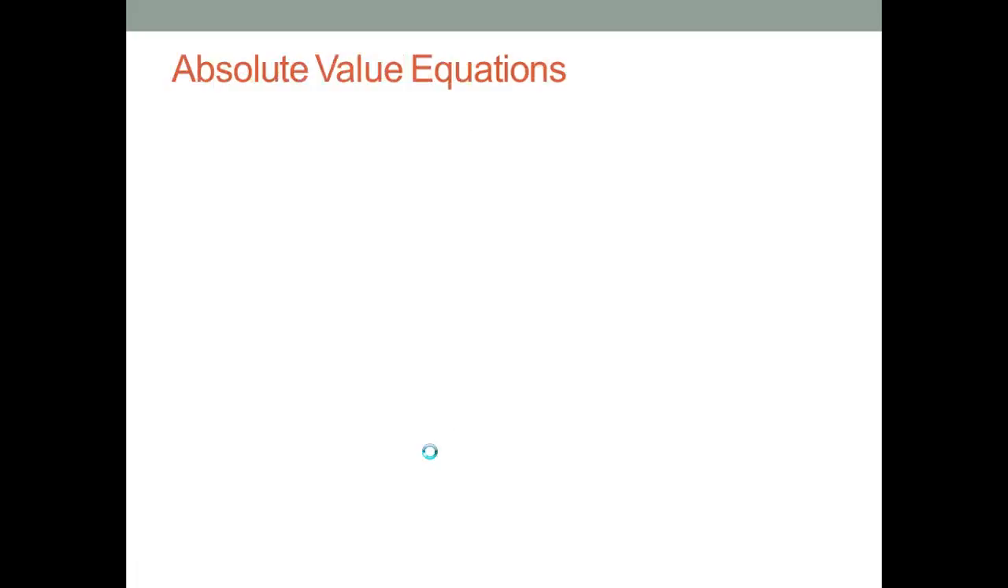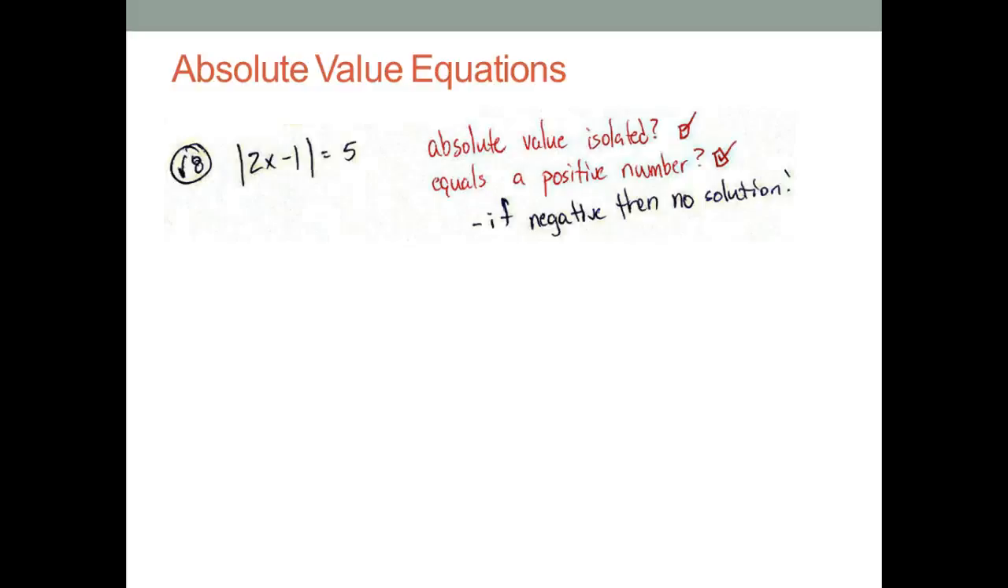Our final topic: absolute value equations. So, is the absolute value isolated? Yes. I just have the absolute value of 2x minus 1. And does it equal a positive number? Yes, it is positive 5. If that was a negative 5, I could stop immediately. And it says no solution. I'm done. No solution because absolute value cannot equal a negative.